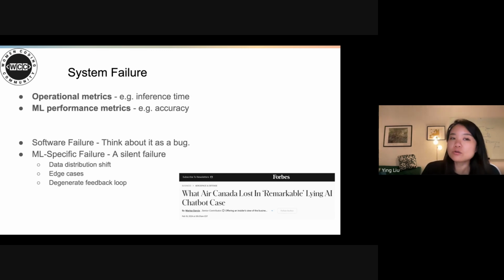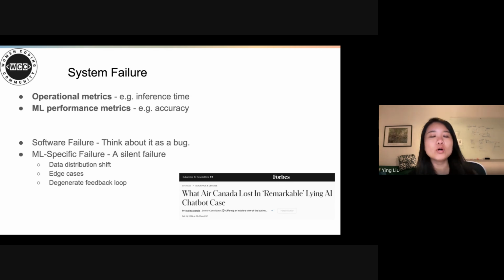The part with software failure is that it is something observable. You can think about it as a bug. Let's say you have an app like Netflix, and suddenly the whole app froze, or suddenly it doesn't show any movies anymore. It doesn't recommend you anything anymore. You notice it. It's a software failure.